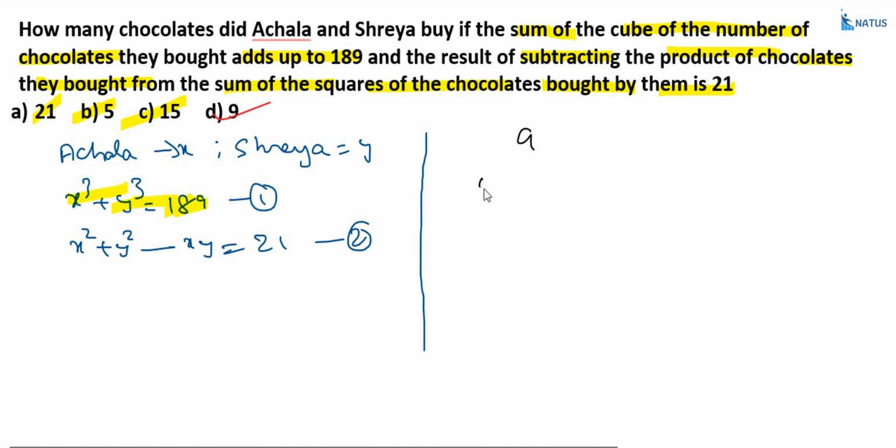Now we will check whether this one is correct or not. 9. Suppose one number is 5 and another number is 4. 5 cubed is 125, 4 cubed is equal to 64. What is the sum? That is equal to 189, which satisfies the condition. So what is the answer? The answer is 9.